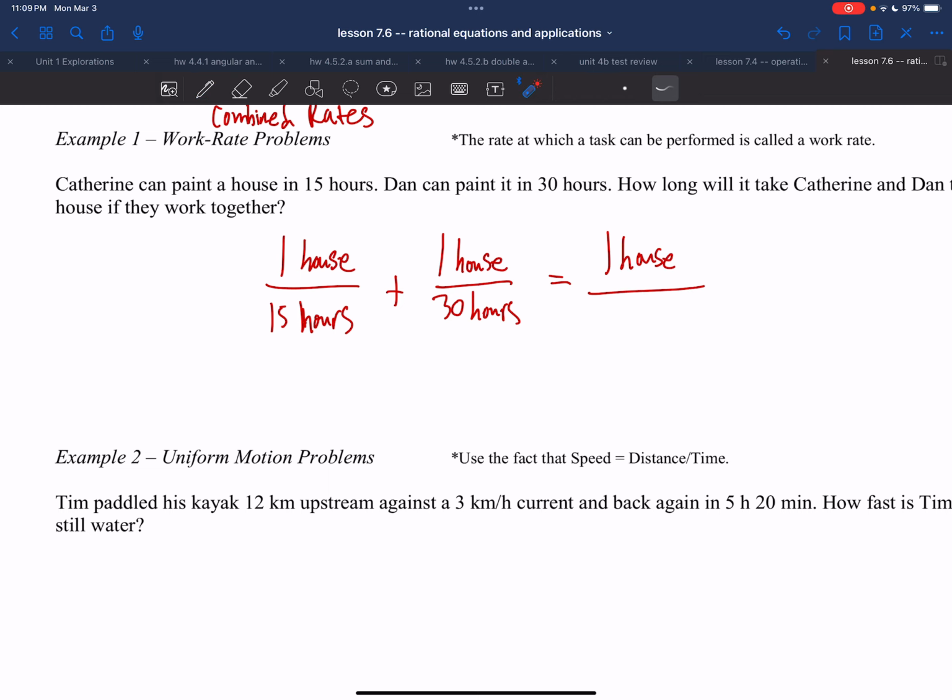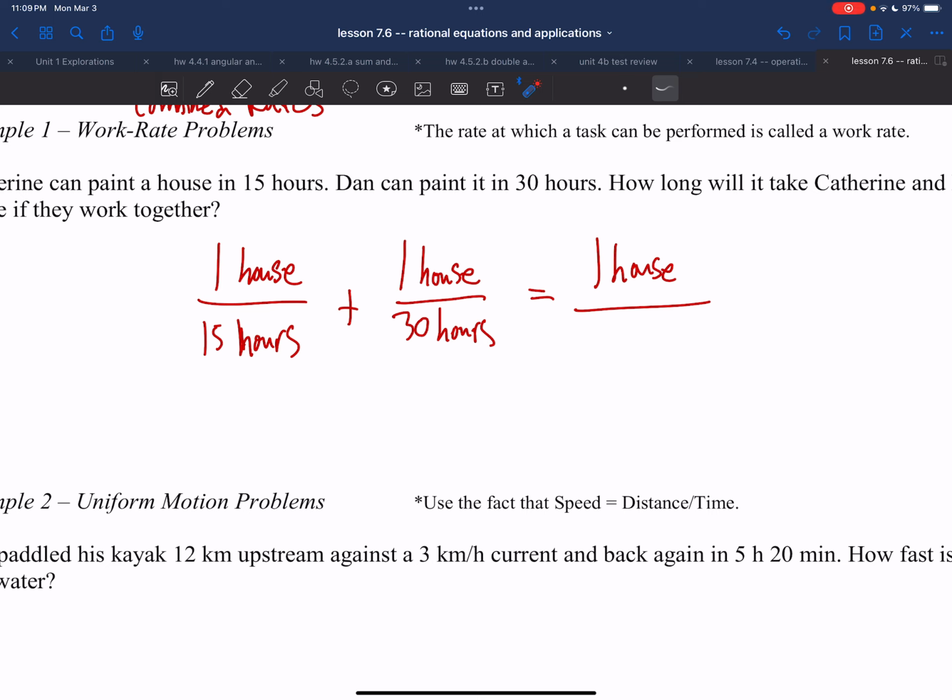And by the way, just because of this problem, this just so happens that these are all 1s. They're not always going to be all 1s, but they could be, okay? Because it could ask, how long does it take them to paint 5 houses? In which case, those would be 1s, but then this would be a 5, okay? Then how long does it take them to do that? Well, I don't know, so that's what I call X. It takes them X hours together.